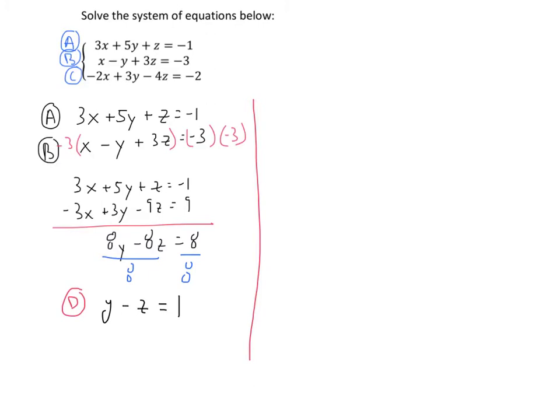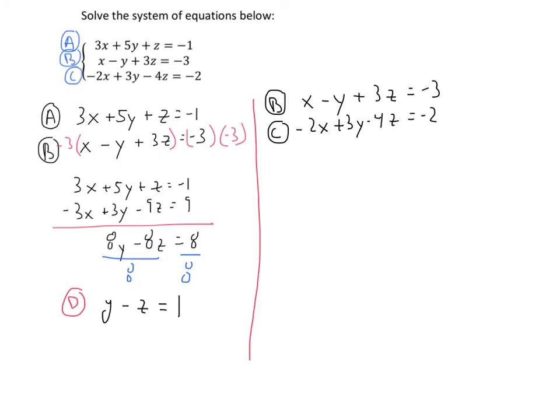All right, let's compare what you did with what I'm going to do. I think I'm going to use equations B and C. Equation B, let me rewrite that, was x minus y plus 3z is equal to -3. And equation C is -2x plus 3y minus 4z is equal to -2.